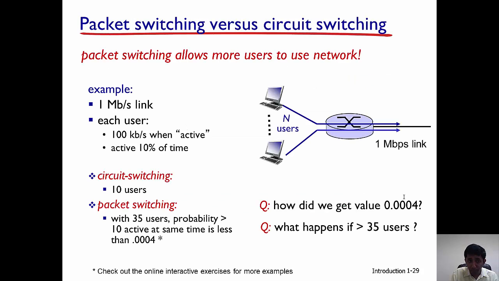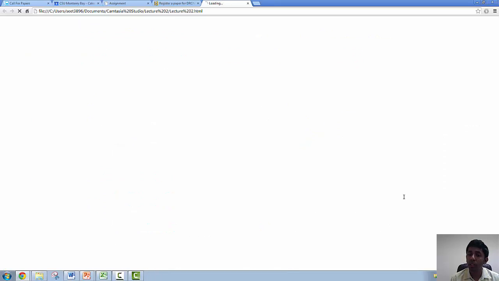So let's look at an example to understand the difference between packet switch and circuit switch networks. For example, let's assume that in this example there are n users which are using this 1 megabits per second link. Now each user wants 10 kilobits per second when they are active. And let's assume that they are only active 10% of the time. So whenever the users are active, all these users are going to get 100 kilobits per second.